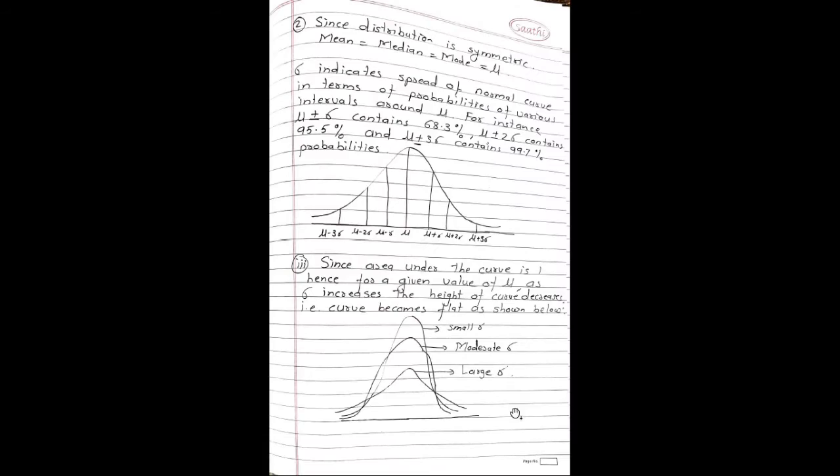See the properties of normal distribution. The probability density curve of normal distribution is bell-shaped, unimodal, symmetric about x is equal to mu and extends indefinitely in both the directions. Next property, since distribution is symmetric, mean is equal to median is equal to mode is equal to mu.